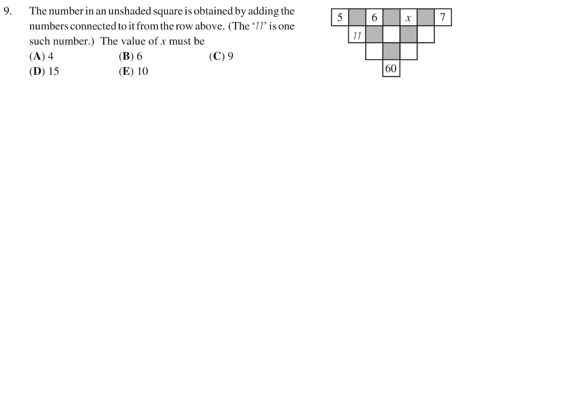The number in an unshaded square is obtained by adding the numbers connected to it from above. For example, the 11 is one such number. The value of x must be. All right.